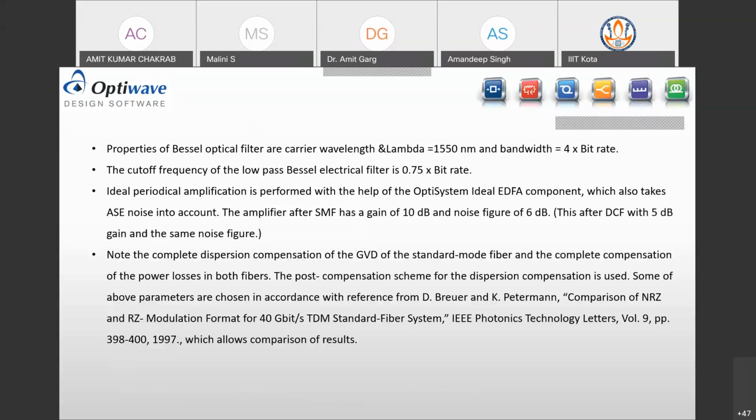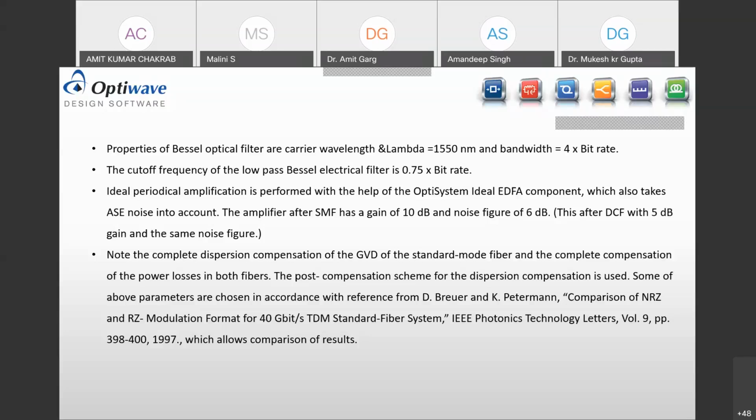Now, what do we basically do here? When we simulate it, or when we set the parameters, we will see how the properties of the Bessel optical filter we are using, and before that the pin diode, are behaving. The wavelength is 1550 nm and the bandwidth is 4 times the bitrate. The cutoff frequency is generic. It is 0.75 of the bitrate you have set up.